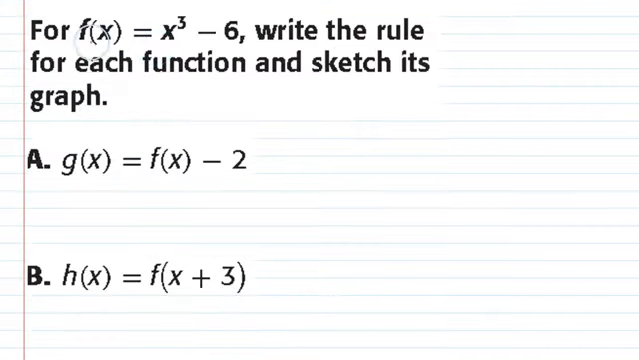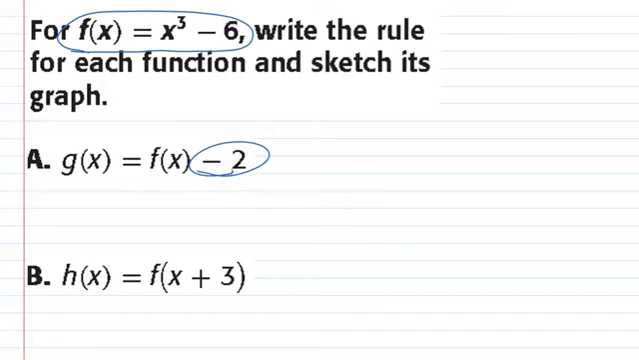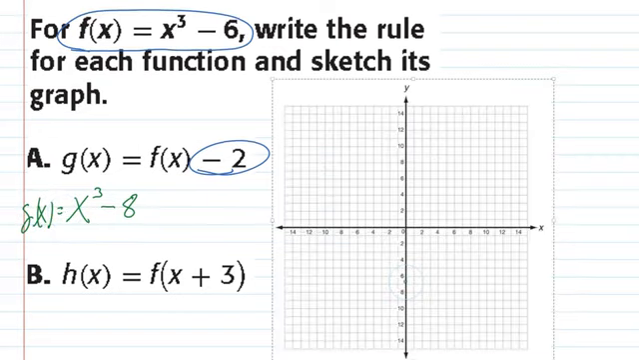Similar to the last two, they give us an original function, x cubed minus 6, and then they tell us they're going to change it. Here they're going to take the x cubed minus 6 and move it down 2 more. That's going to give us x cubed minus 8. We move down 6 and we move down 2 more, so our g of x is equal to x cubed minus 8. Now they want us to graph it, and when we graph it, we go down 8 and put a dot, and then we graph the normal x cubed function.